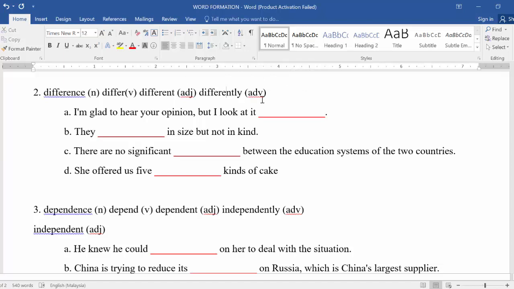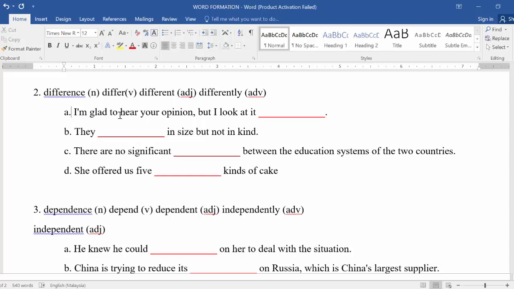Okay, an adverb is used to describe an action, right? So differently here is talking about an action which is done in a different way. Okay, is used to describe an action which is done in a different way. Okay, differently. Okay, let's look at 8.